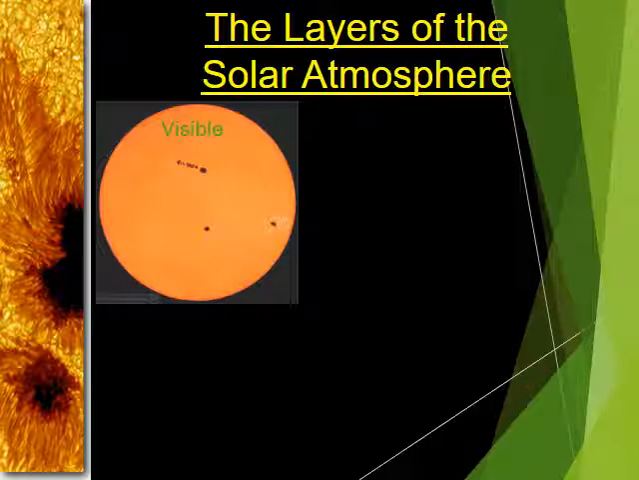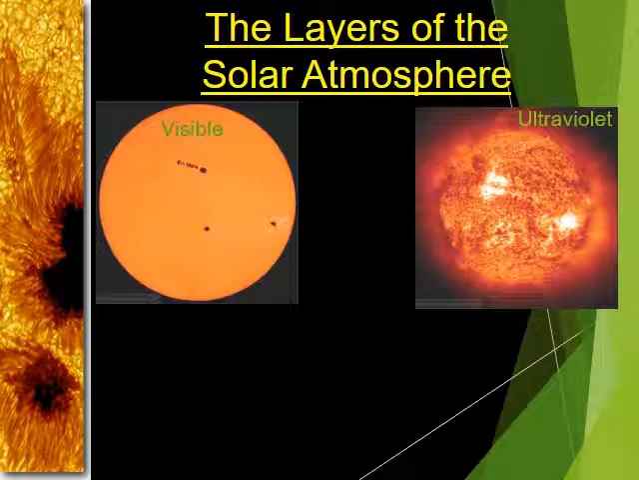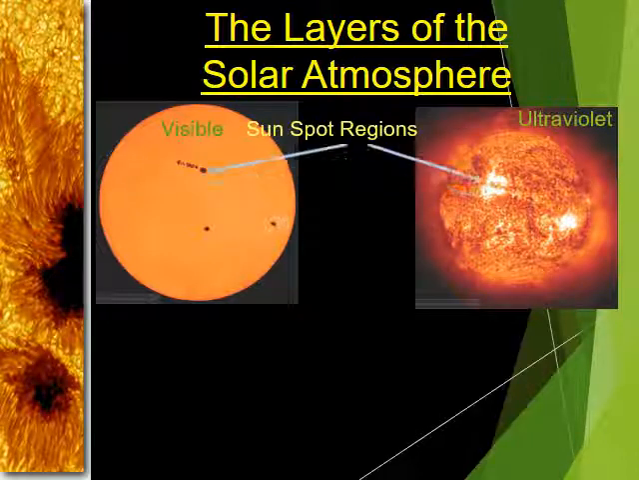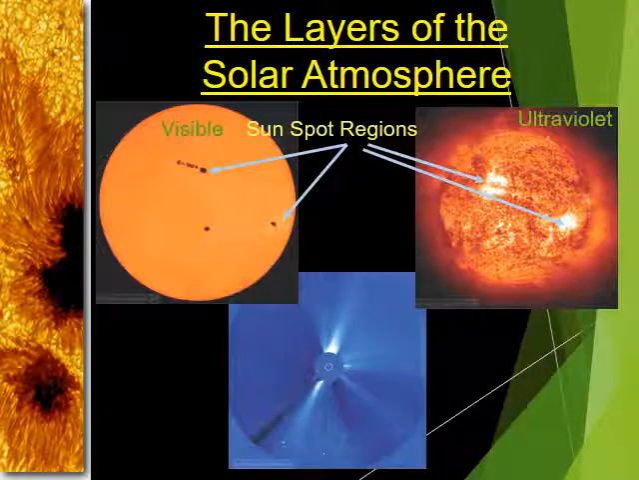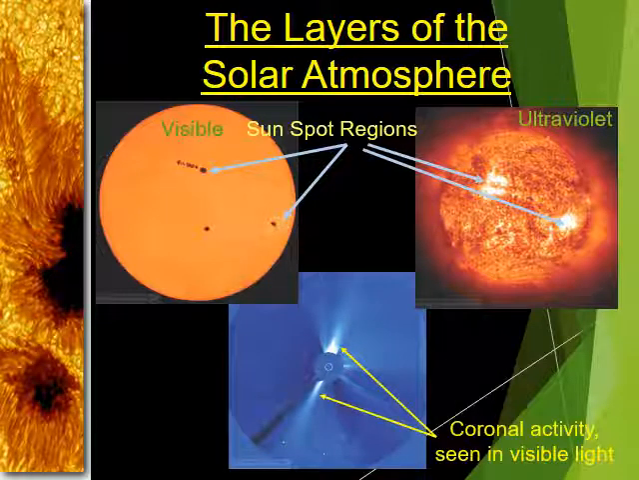I include this image mainly just to show that the sun, when viewed by different types of telescopes, can look quite different. So we see a visible image, and we see an ultraviolet image. And we notice that on the visible image, we're seeing mostly the photosphere. In the ultraviolet, we're seeing primarily chromosphere, which is quite interesting. And then, of course, you can also view the corona under visible light and just see different features of different parts of the sun.